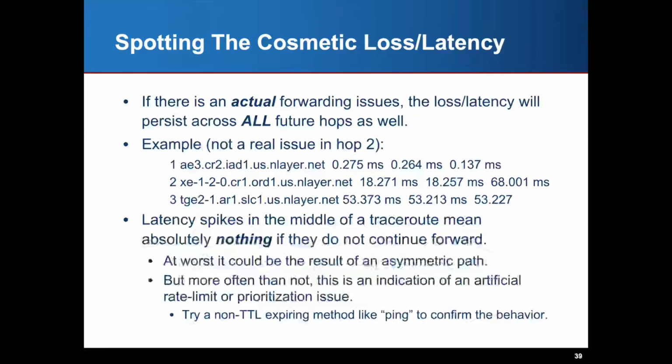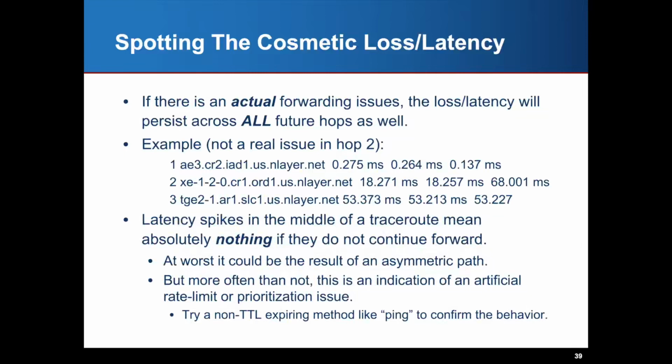So how do you know if it's cosmetic loss or latency, or how do you know if it's a real issue? Well, the trick is if there's an actual forwarding issue, the loss or latency is going to persist across all future packets. So here's an example where we see 0 point some milliseconds, and then we go up to 18 milliseconds to go from DC to Chicago. So that's a normal fiber path, and then we go to 53 milliseconds to go from Chicago to Salt Lake City.